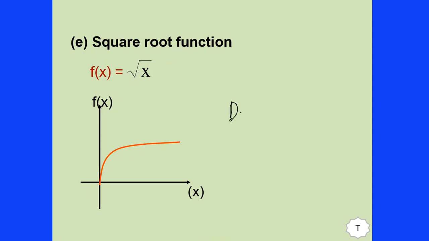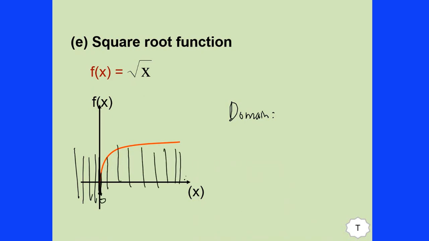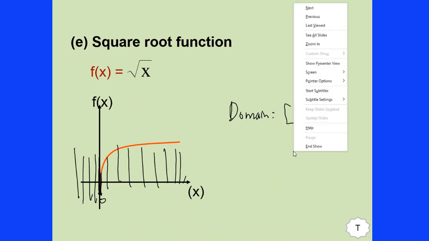Domain. X, kan, X. Tengok sini tak ada, no graph. Sampai kat sini 0, ni 0 starting. Ada graph, ada sampai infinity. So starting 0 to infinity. Starting 0. Okay, that one is domain.